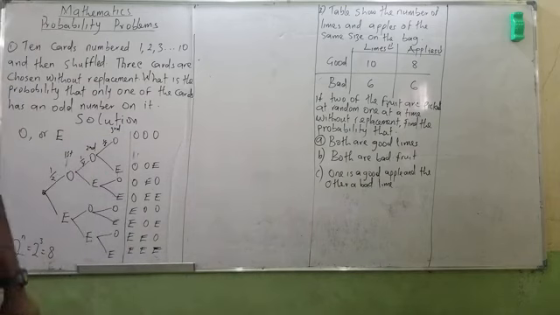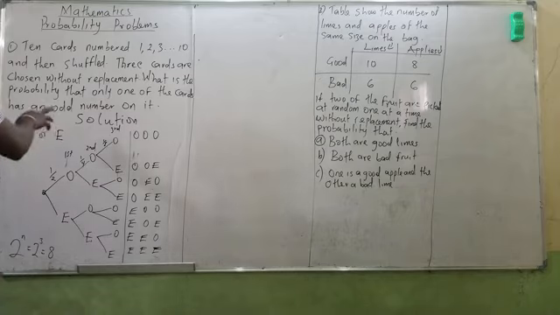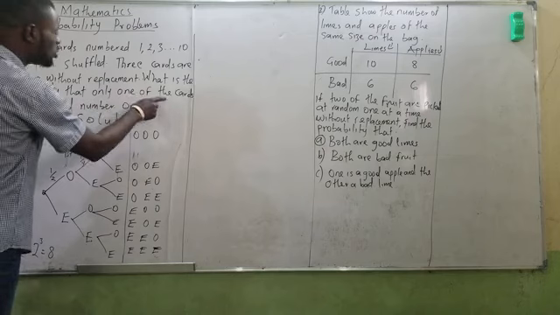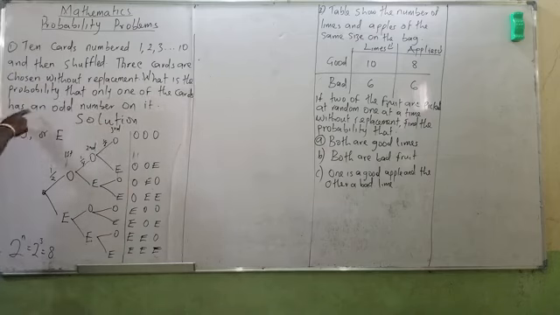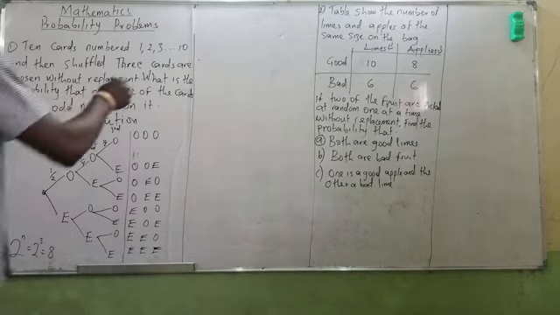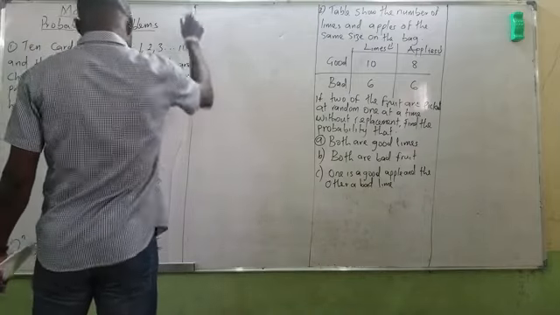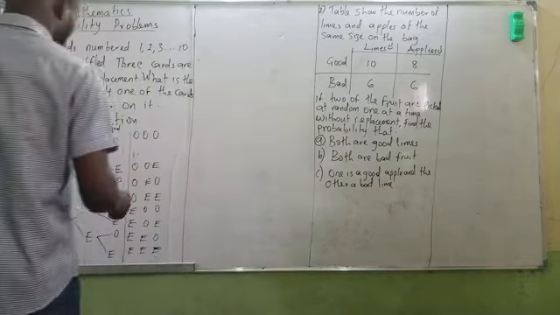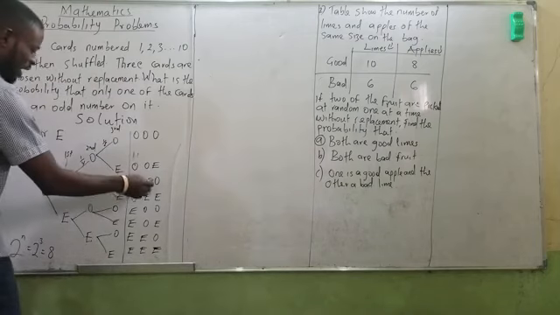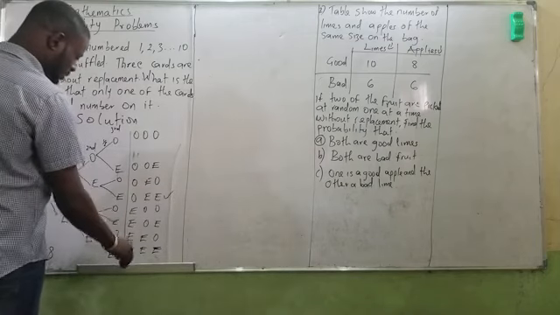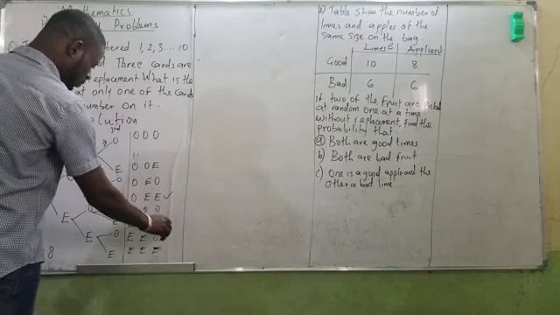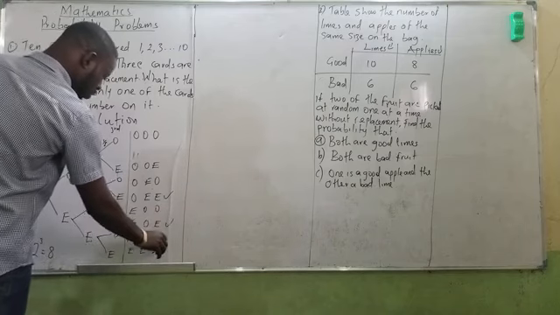That is all you need to do. Now, the next thing you are going to be doing is that the question asks: what is the probability that only one of the cards has an odd number? Now, you will just go to the numbers that have odd numbers. Look at odd: only one odd number. This is having only one odd. This is having only one odd. This is having only one odd.